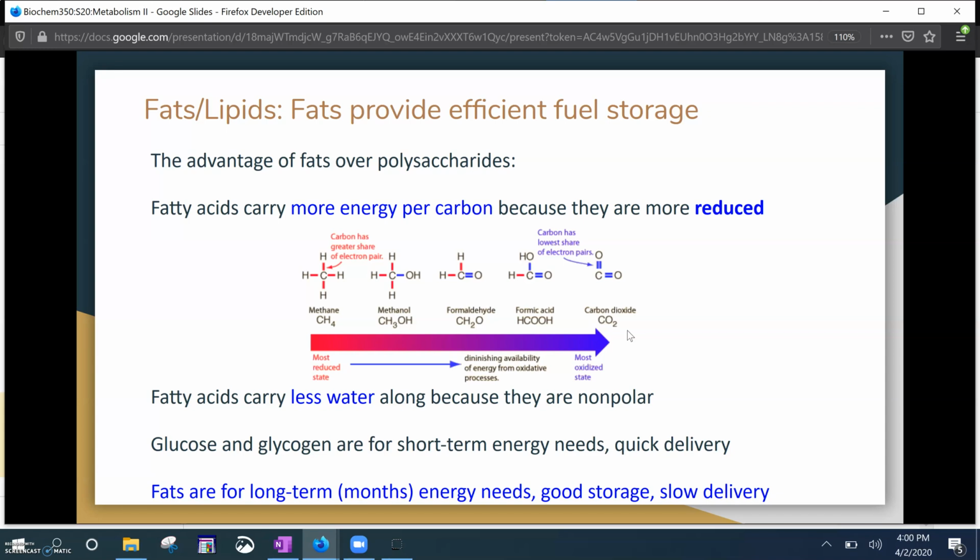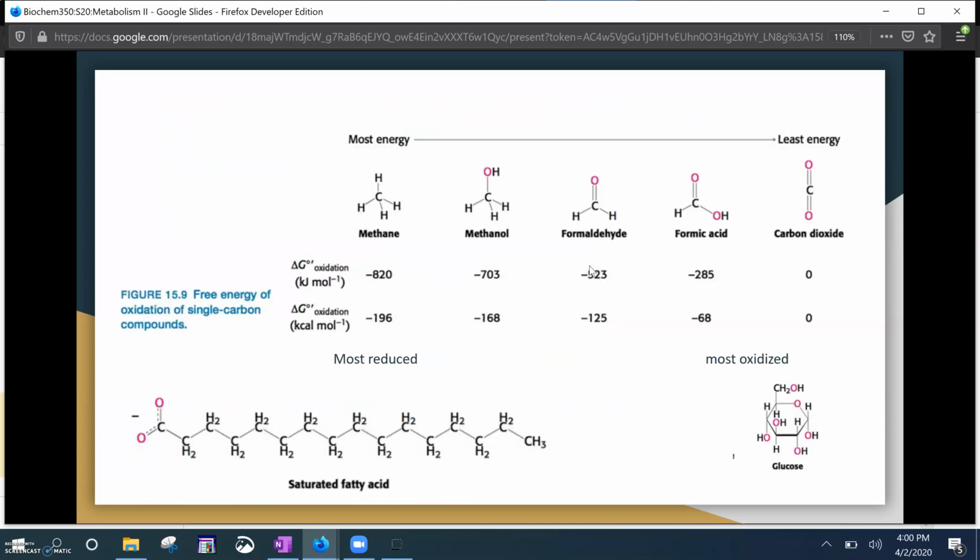storage. The advantage of fats over polysaccharides is that fatty acids carry much more energy per carbon because they are more reduced. So this is the reduced side. You see, the more hydrogens you have on something, the more reduced it is. The more oxygens you have, the more oxidized it is. So fatty acids are more reduced, so they have more energy per carbon than their counterparts as you get more oxidized. They carry less water with them because they are nonpolar. So where glucose and glycogen are good for short-term energy needs and quick delivery, fatty acids are for long-term, months of storage of energy, and they have more of a slow delivery.